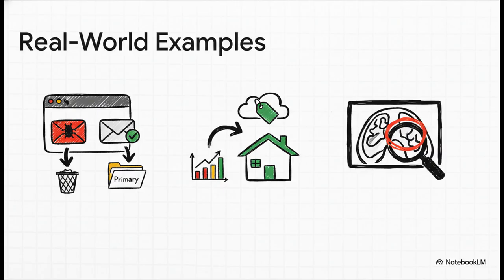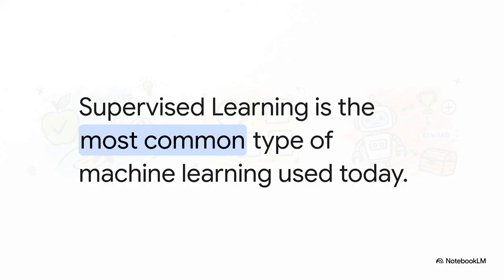It's super powerful, but its biggest weakness is just getting all of that correctly labeled data to begin with. But even with that challenge, because it's so good at these specific, predictable tasks, supervised learning is, hands down, the most common type of machine learning you'll find out there in the world today.